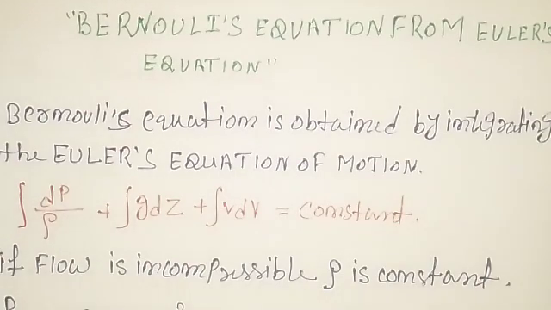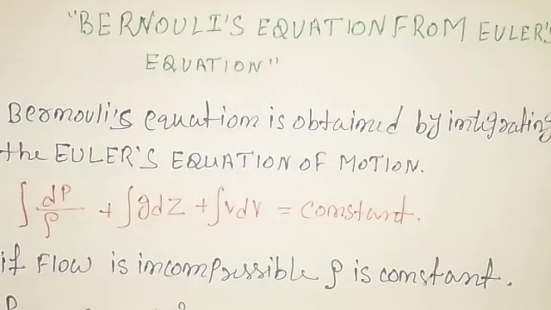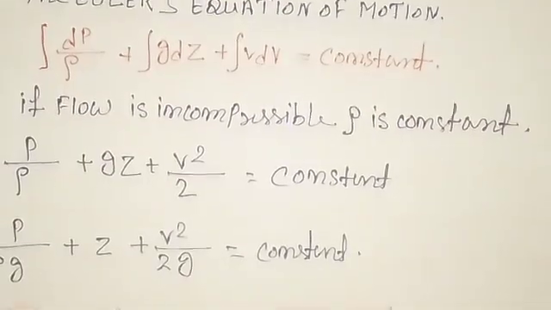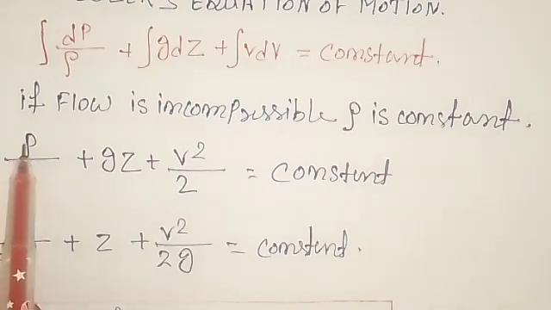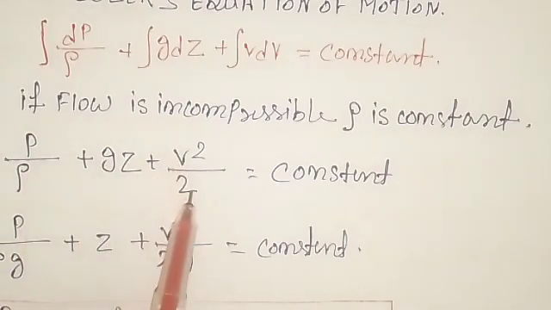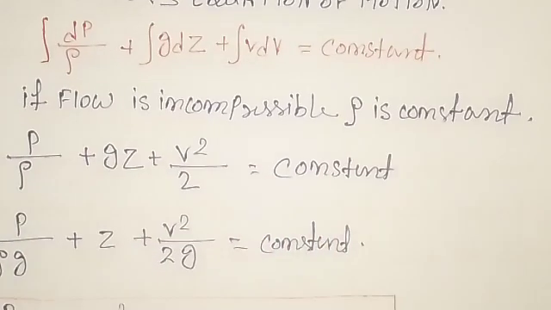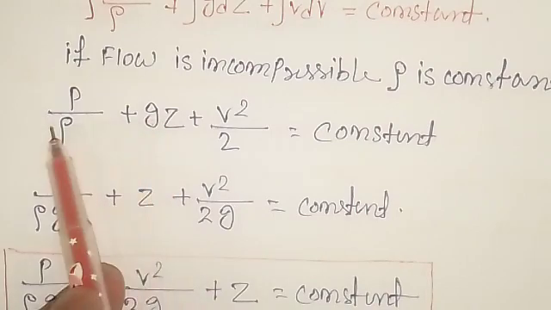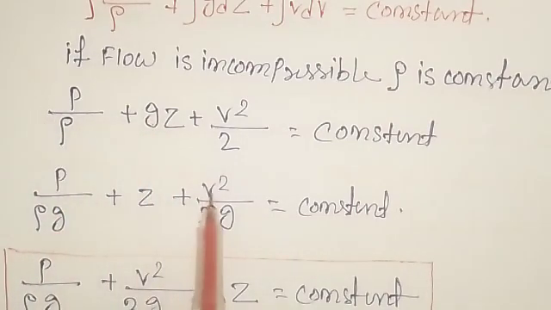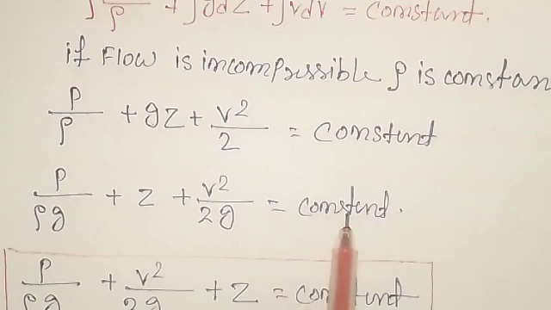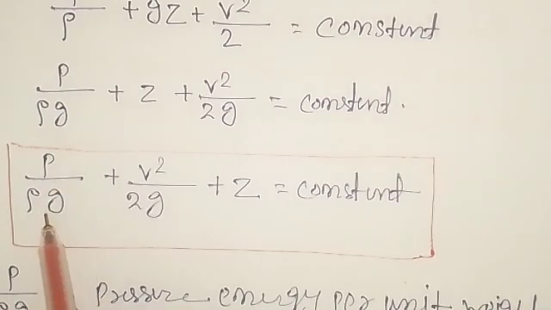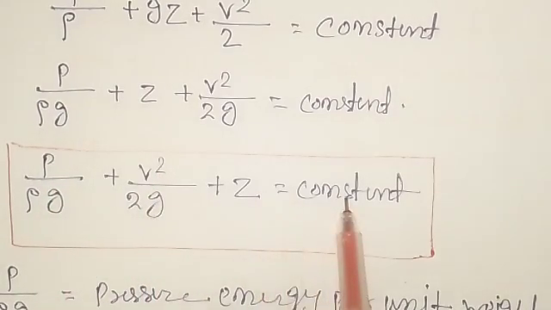So let's say that the flow is incompressible. Incompressible means the density does not change, it is going to be constant, right? So on integration, the above equation will yield p by rho plus gz plus v squared by 2 is equal to constant. Further, on simplification, taking g as common, p by rho g plus z plus v squared by 2g is equal to constant. All right, so this is Bernoulli's equation: p by rho g plus v squared by 2g plus z is equal to constant, right?